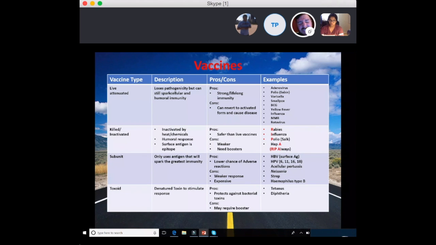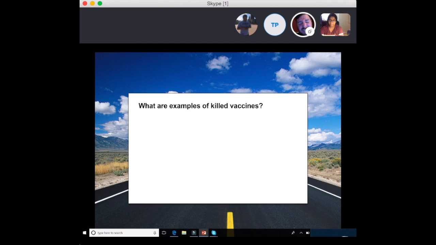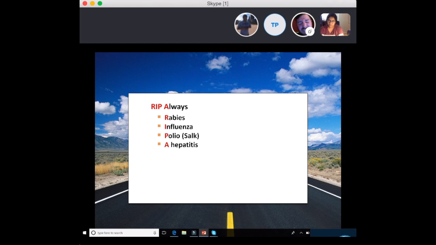Okay, any questions on vaccines? All right. So, what are examples of the killed vaccines? Rabies. Killed or inactivated? Rabies, influenza, polio. And Hep A. Which polio? Salk. R.I.P. always. Good job.